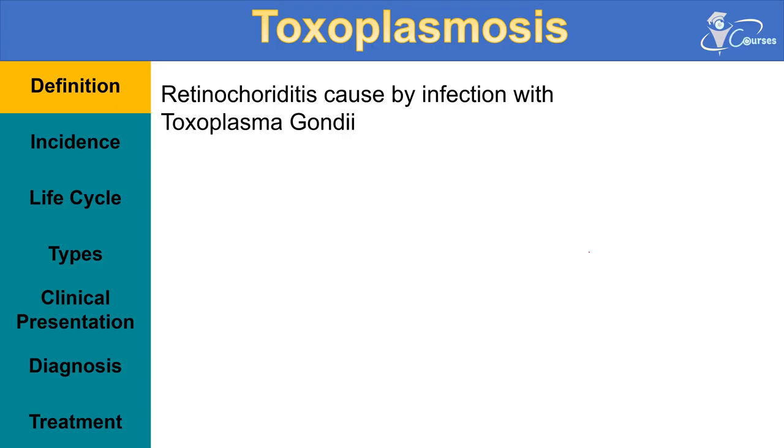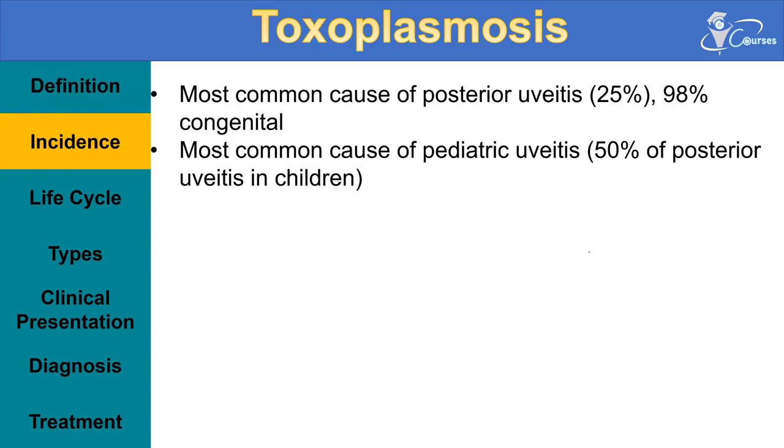If you are wondering whether this is common or not, well, actually yes. Toxoplasmosis is the most common cause of posterior uveitis. 25% of patients with posterior uveitis are due to toxoplasmosis. This covers the pediatric and the adults. Of those, 98% are congenital and only 2% are acquired.